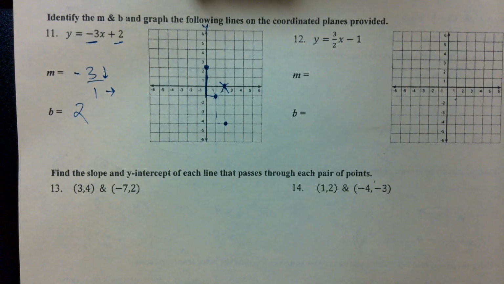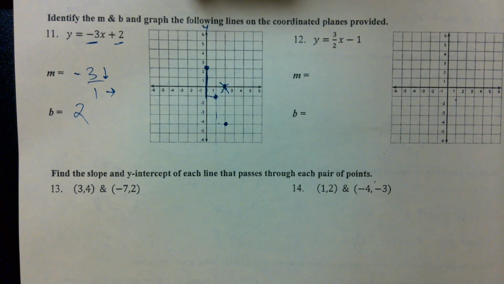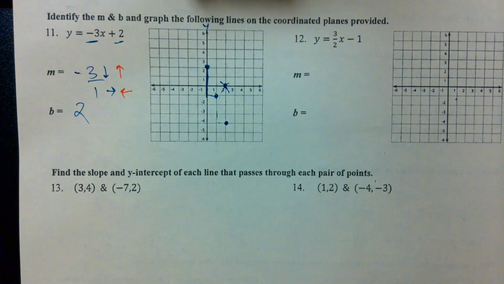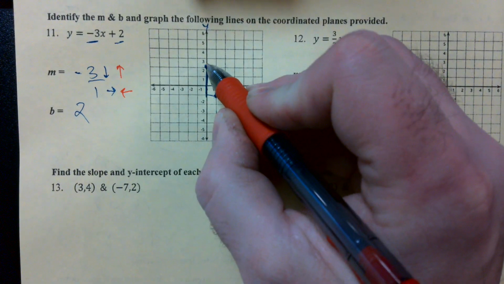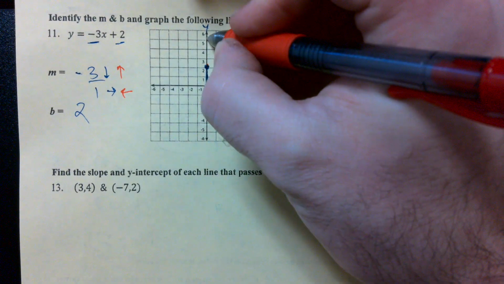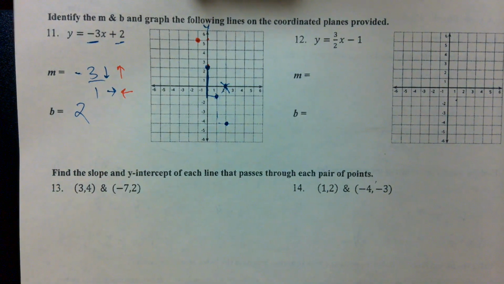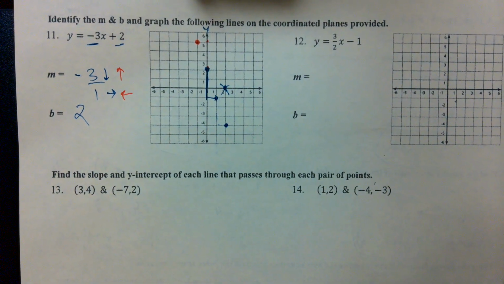No. Now I've got to hit the reverse. Instead of going 3 down, I'm going to go 3 up. Instead of going 1 right, I'm going to go 1 left. Back to the beginning. 3 up, 1 to the left. Does that point fall in line with all my other points? Yes.